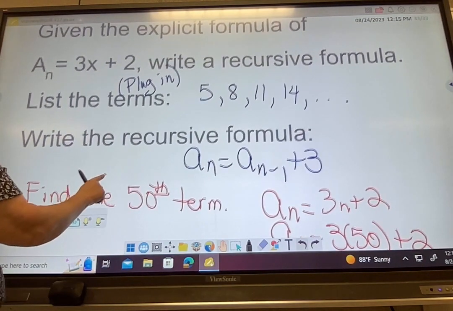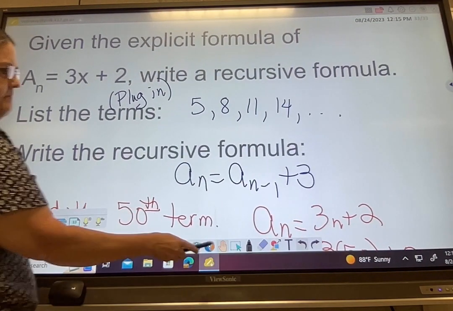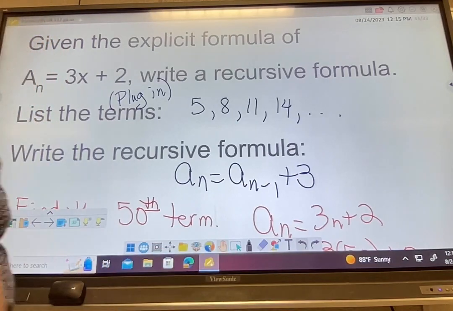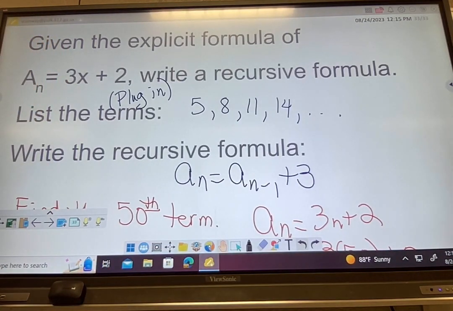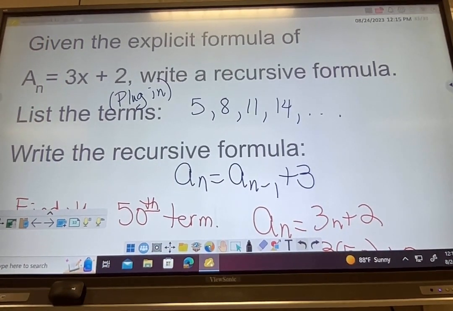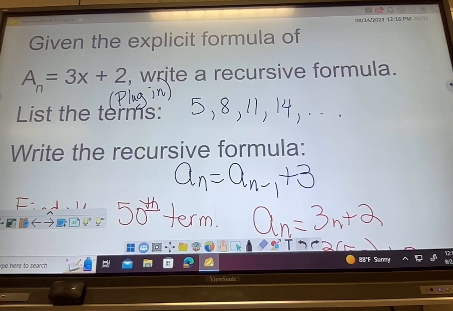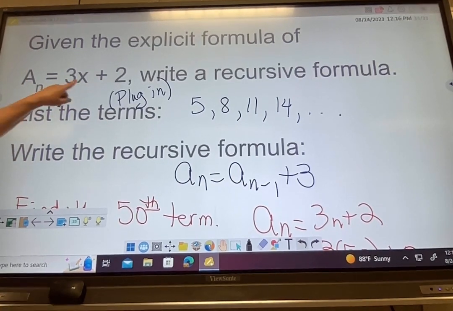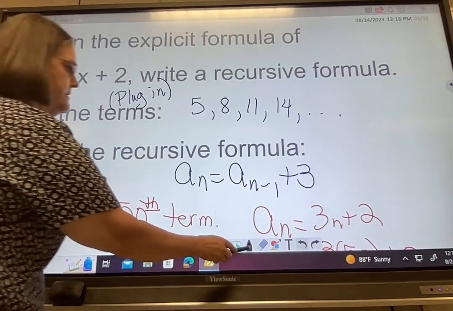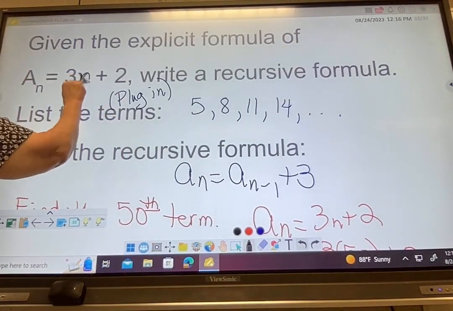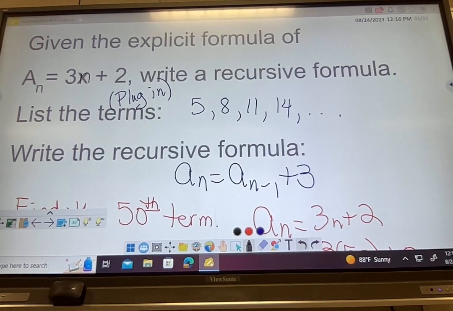Now, this one says, what if I have an explicit formula and I need to write the recursive formula? Well, if you have an explicit formula and you want to write the recursive formula, all you have to do is write a few terms out. So we're just going to list the terms. If I put in 1 for term number 1, and that should be an n, I'm sorry that it's not, it's just a typo. Us algebra teachers get used to typing x.